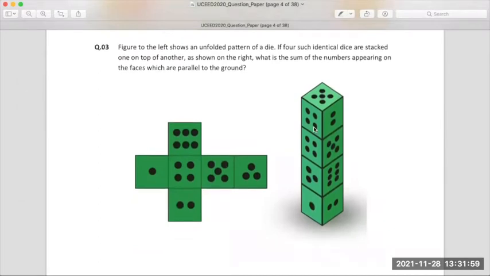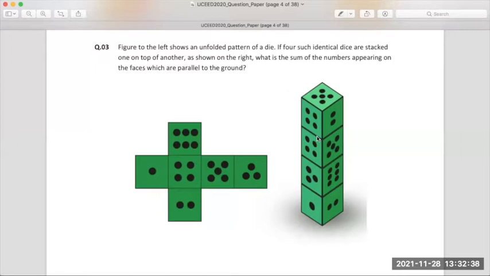This one needs a little thinking. So here, you are given this unfolded pattern of a dice, and there are 4 such dices which are kept one above the other. What you have to find is the sum of the numbers that appear on the faces which are parallel to the ground. The faces which are parallel to the ground are the top face and the bottom face. Am I right? Yes, the top face and the bottom face are the ones which are parallel to the ground.